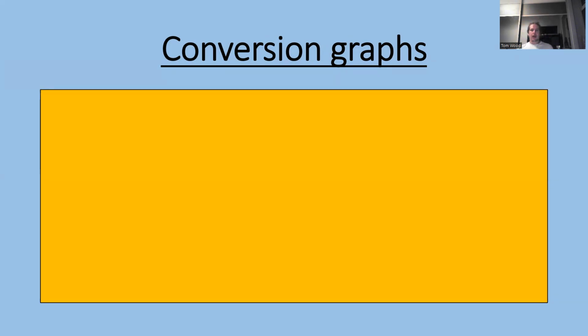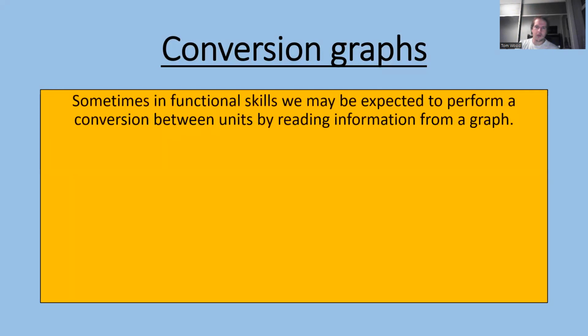Okay, a conversion graph then. So sometimes in functional skills, we might be expected to perform a conversion between units by reading the information from a graph. We've done this before, and we've seen questions like this where they do this with ratio. It will give you a question and it will say 1 foot is 12 inches, or 3 feet equals 1 yard. It will give you a ratio and it will expect you to use it.